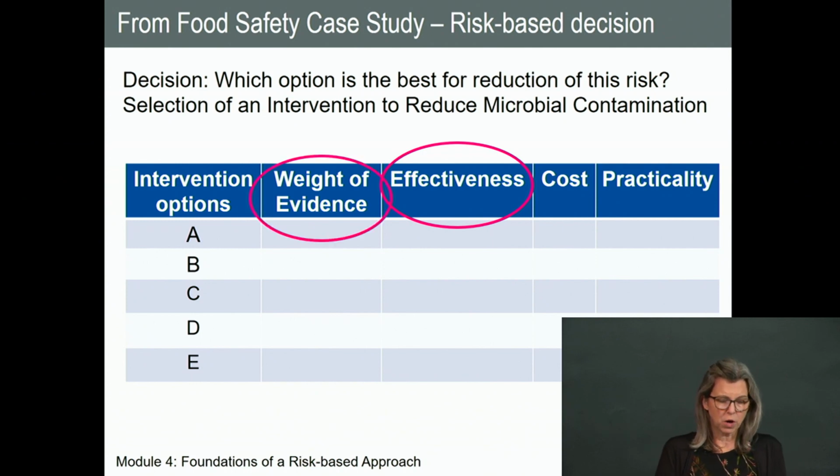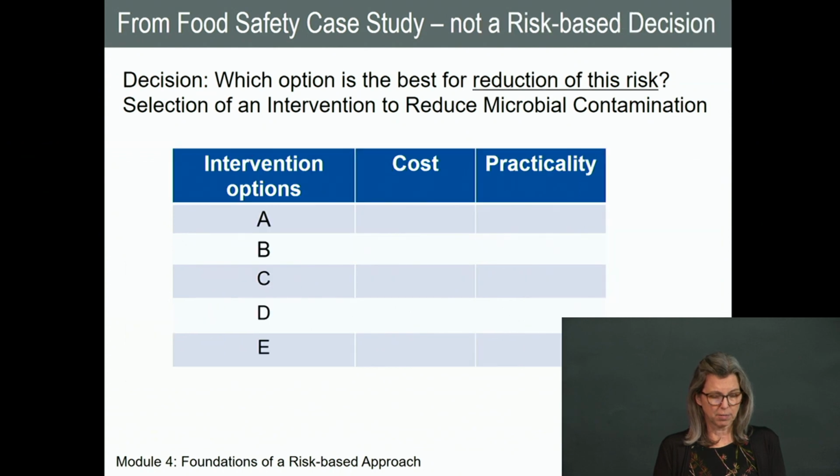And then I would argue also that the weight of evidence is part of the risk measure, because that's really getting to the uncertainty that you have about the outcomes. So how sure are you that intervention A will lead to that reduction in illness? Well, that has to do with the weight of evidence and how much information you really have to back up that estimate of effectiveness. So if you weren't using a risk-based decision-making approach, this consequence table would look different.